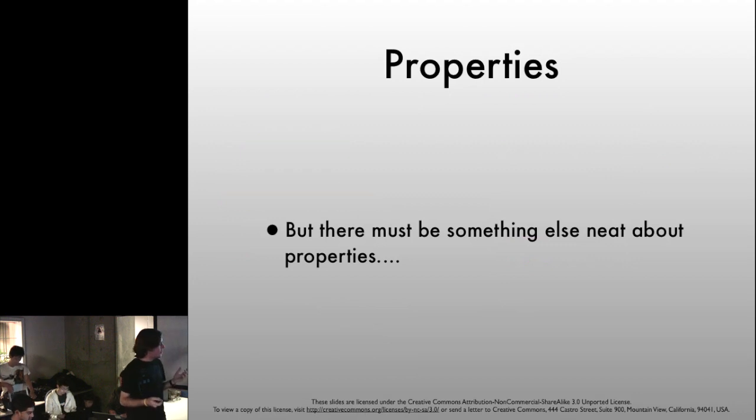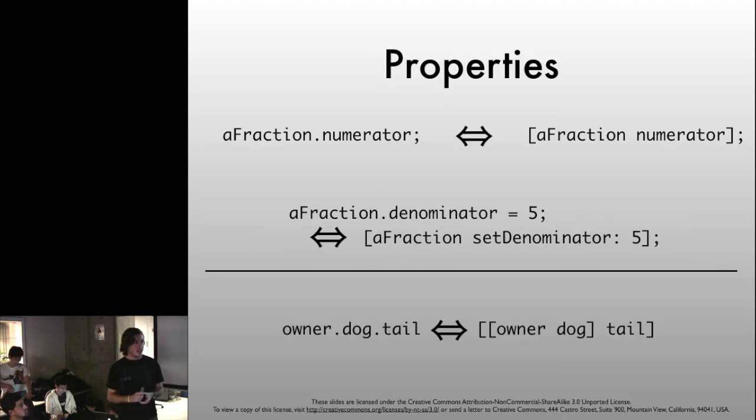Okay, so if you can provide the bodies anyway, what else is there? There must be something else neat about properties. And the really neat thing, especially if you're a Java person and you're used to accessing members of your objects using the dot syntax, is that properties also brought the dot syntax to Objective-C. So if a variable on a class is declared as a property, then you can access it and set it using the dot syntax.